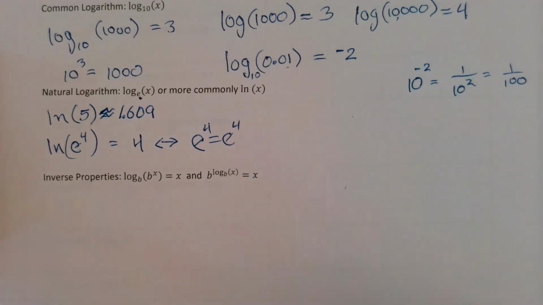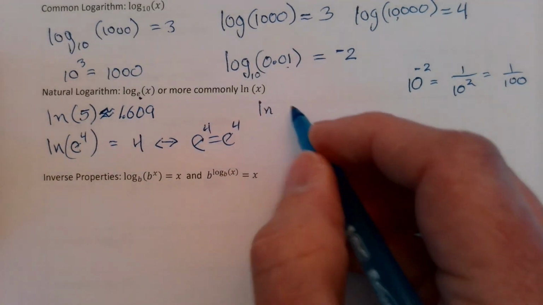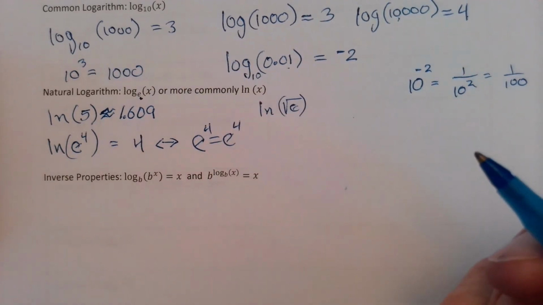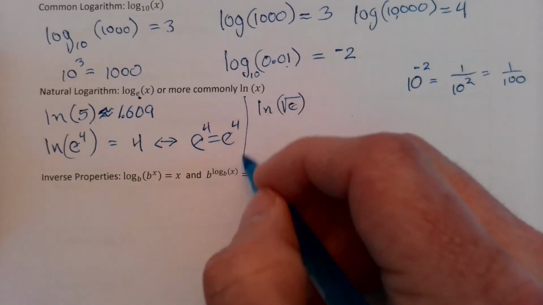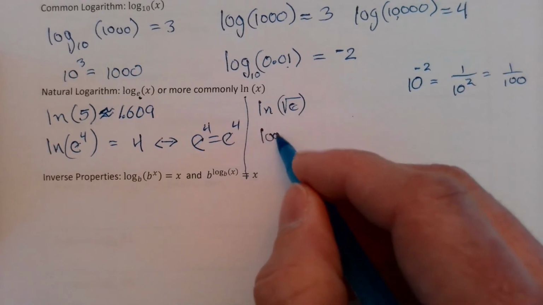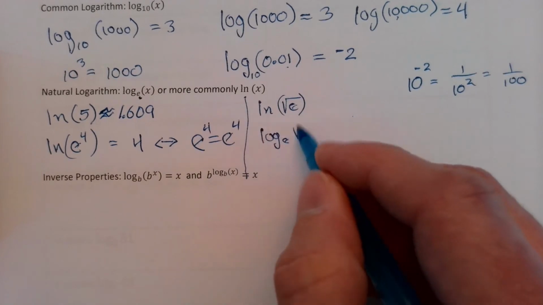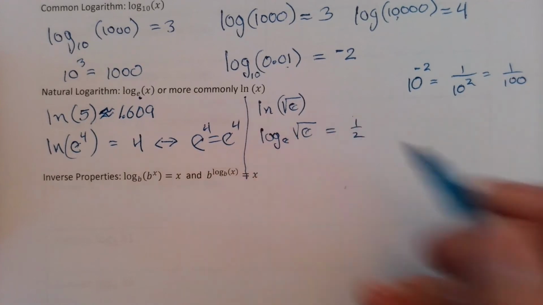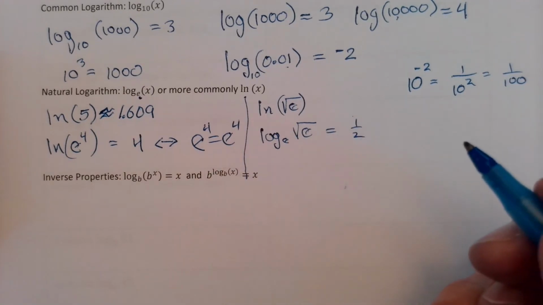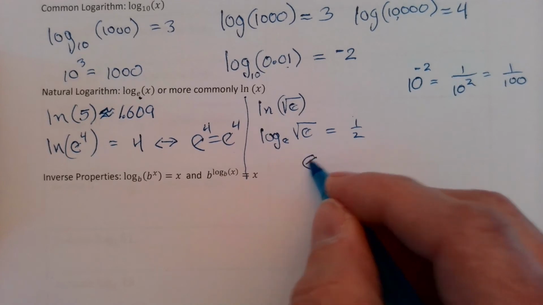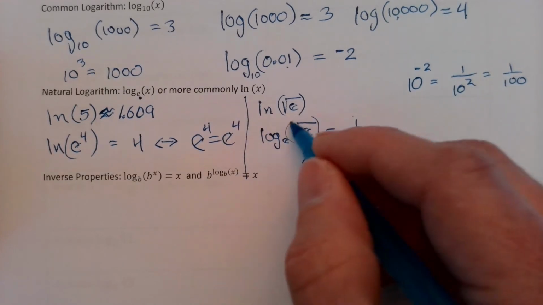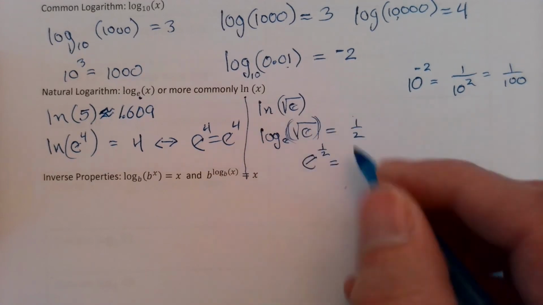Okay, here's a more interesting problem. What's the natural log of the square root of e? Okay, so remember, there's another way to ask this question. I could say, what's the base e log of the square root of e? And the answer turns out to be 1/2. Because e raised to the 1/2 power makes the thing inside of the log, which was square root e.